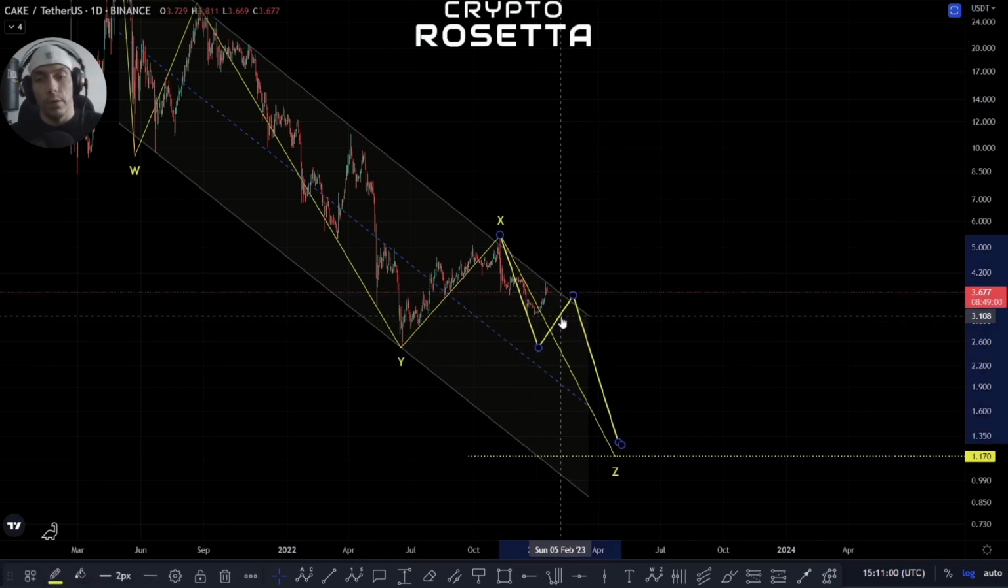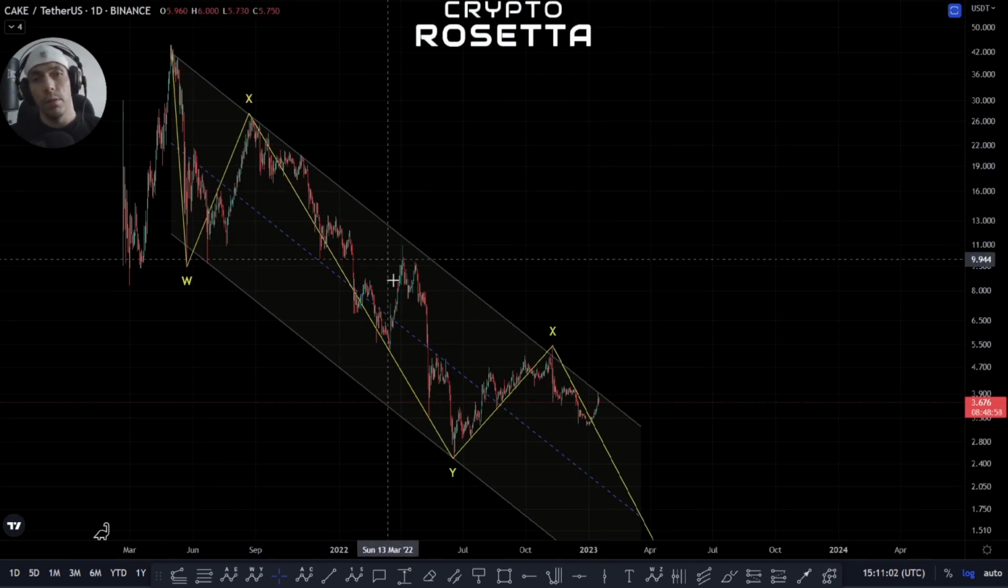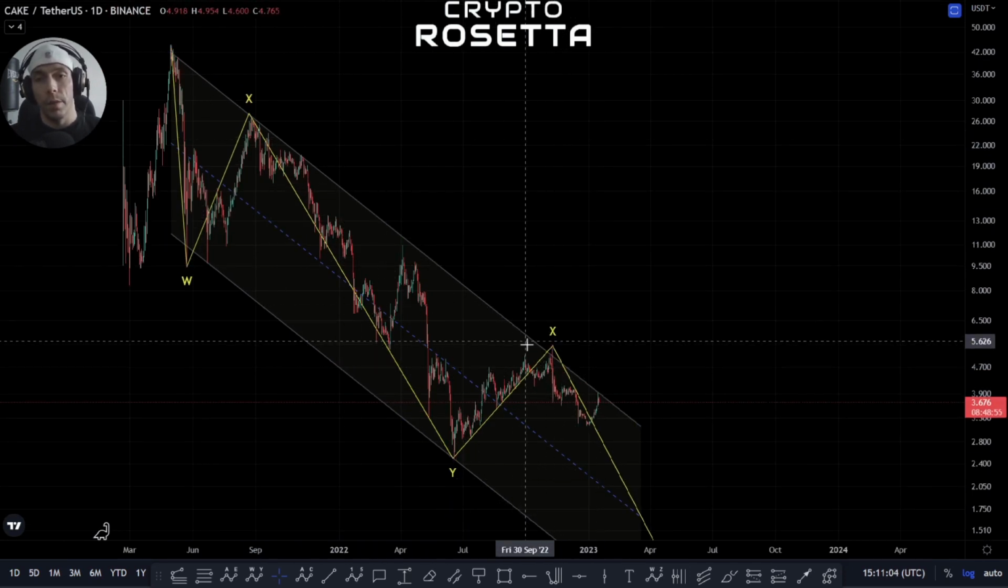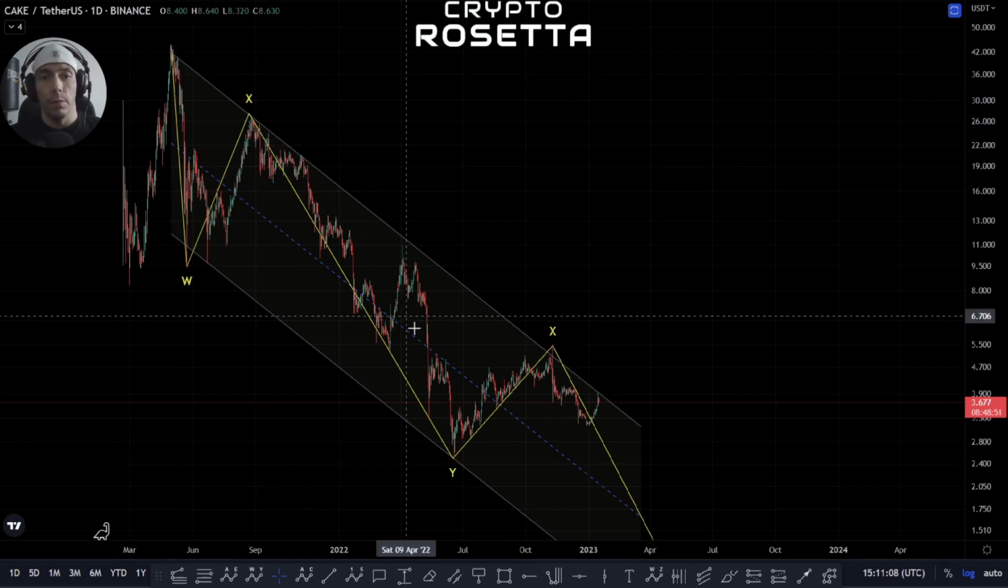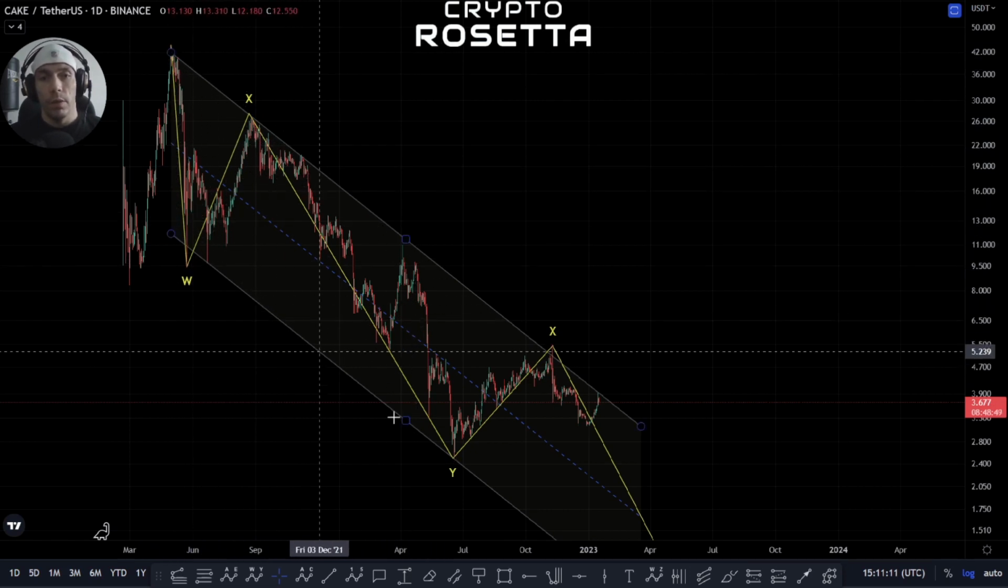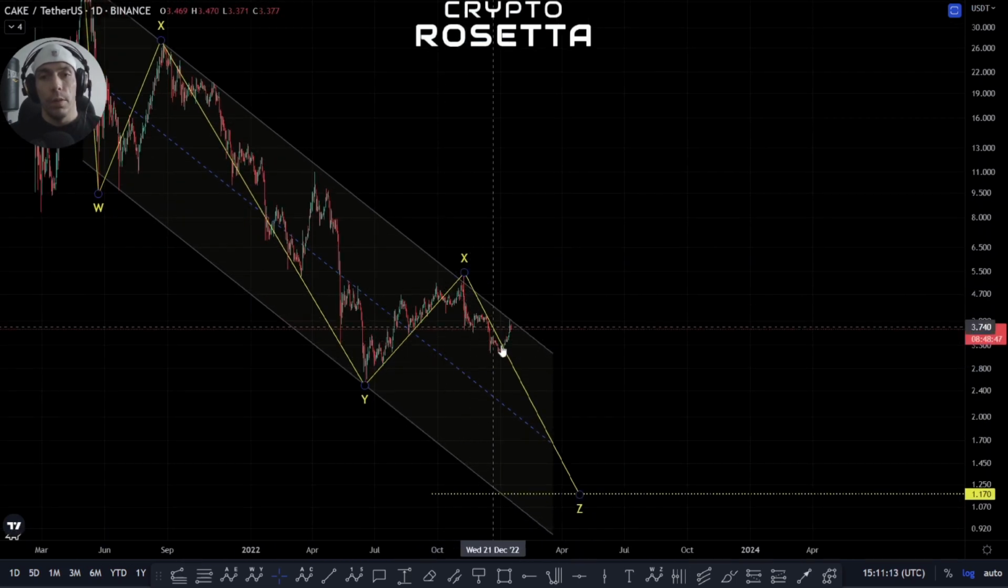Within this move, if we're looking at it like this, we can see that we've been obeying this channel, and every time we've touched this top point, we've faced rejection. So we've had multiple touches on the top here. The bottom side, we've only had 3. However, this top end, we've had quite a few.